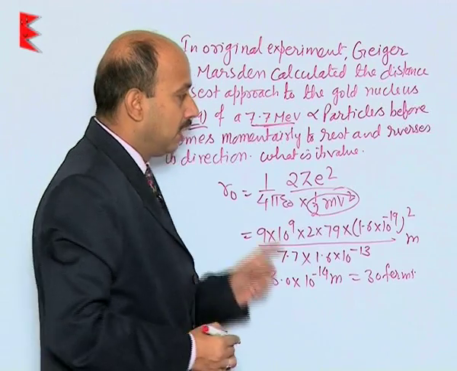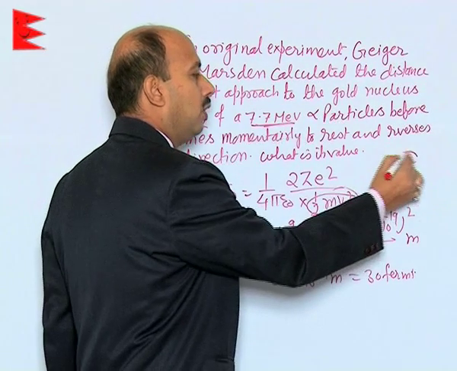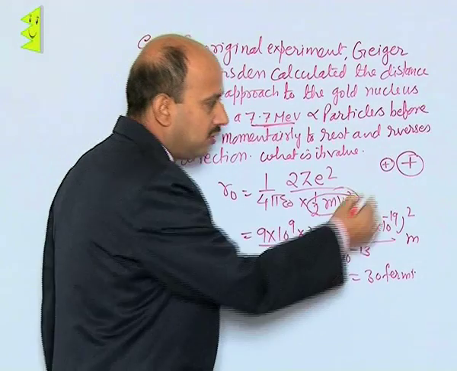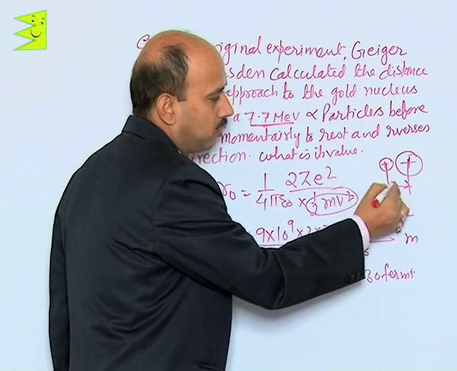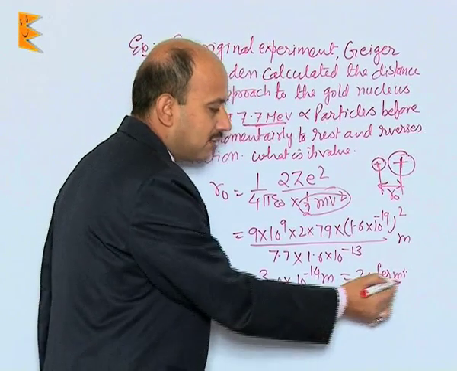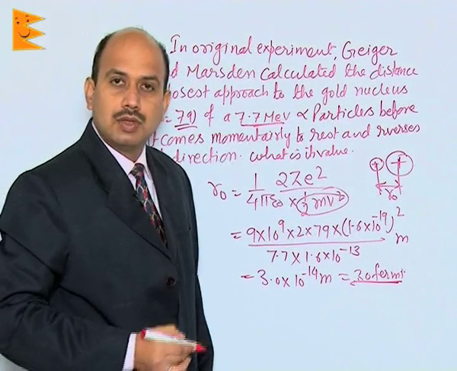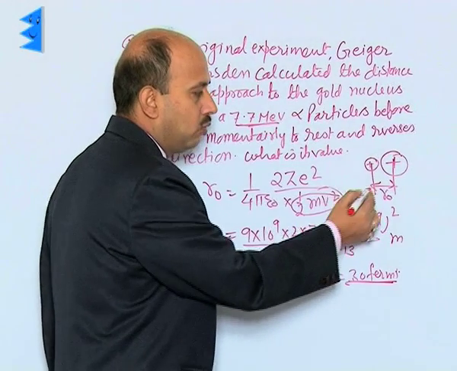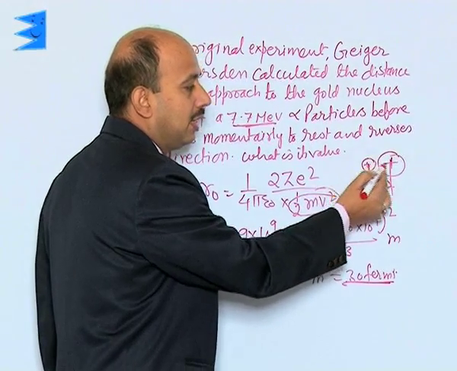Now, see here, if you have taken a gold nucleus over here, and an alpha particle over here, this is the distance of closest approach, that is R naught. Now, this R naught has come 30 Fermi, that is approximately equal to the sum of the radii of these two.